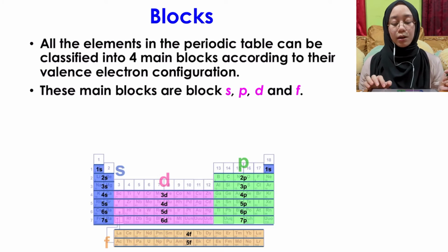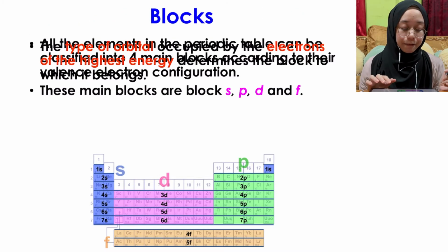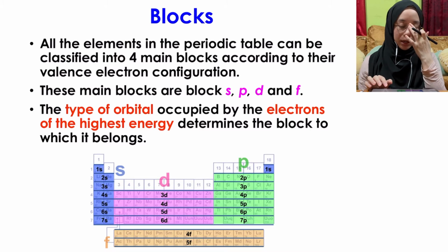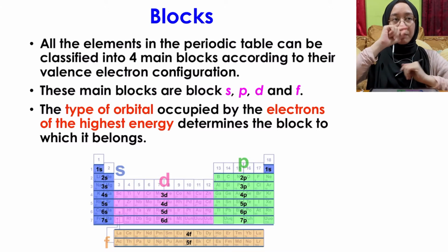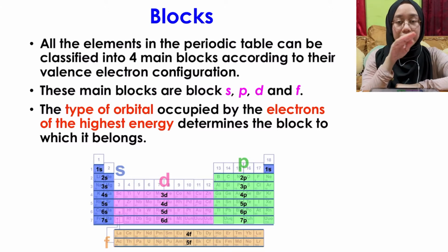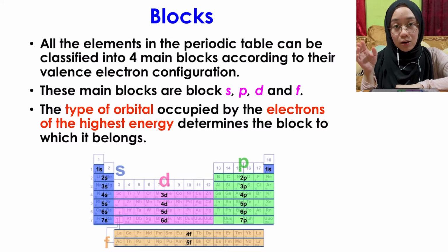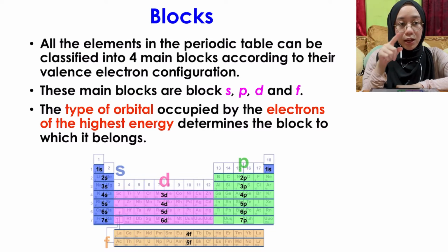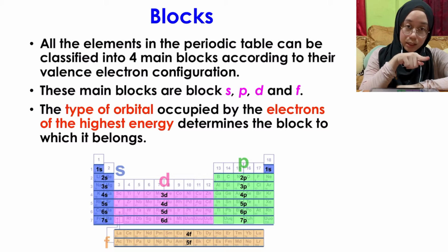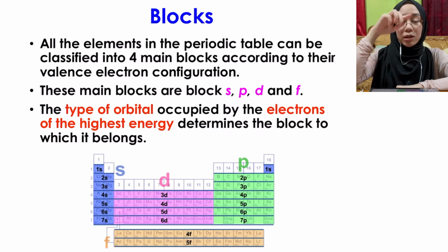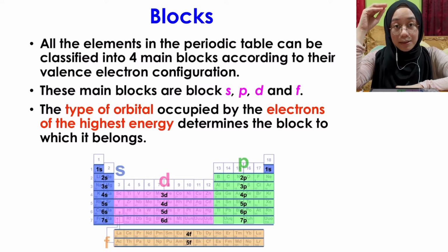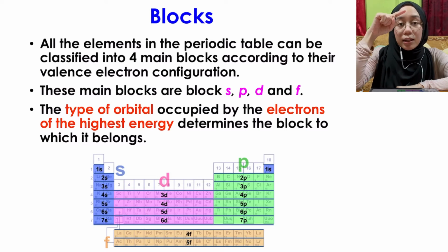Okay, so these main blocks are S, P, D and F. The type of orbital occupied by the electrons of the highest energy determines the block to which it belongs. So it depends on how we fill the electrons according to the Aufbau principle. We fill from the lowest energy up to the highest orbital. Meaning the last one we fill is the valence electron. Where we put the valence electron, that is its block.